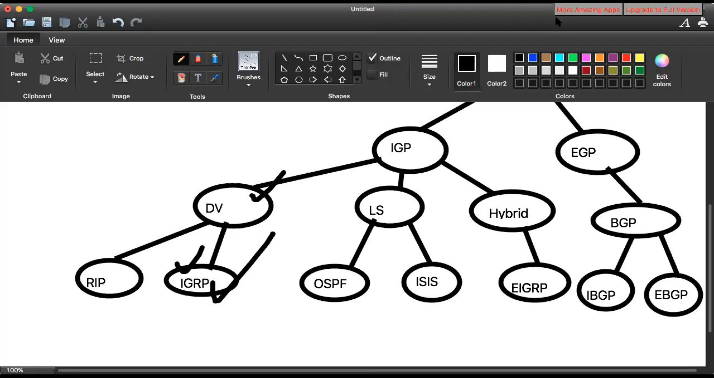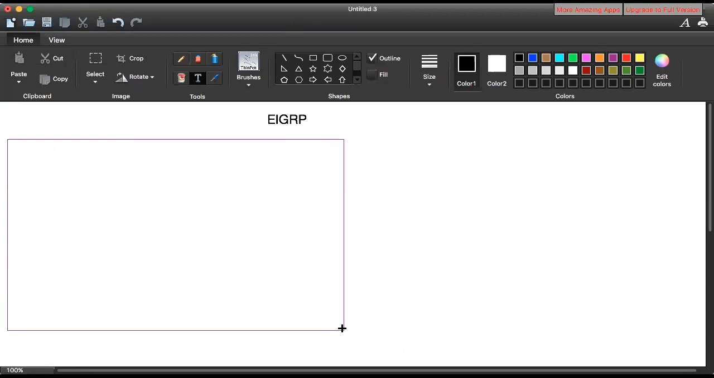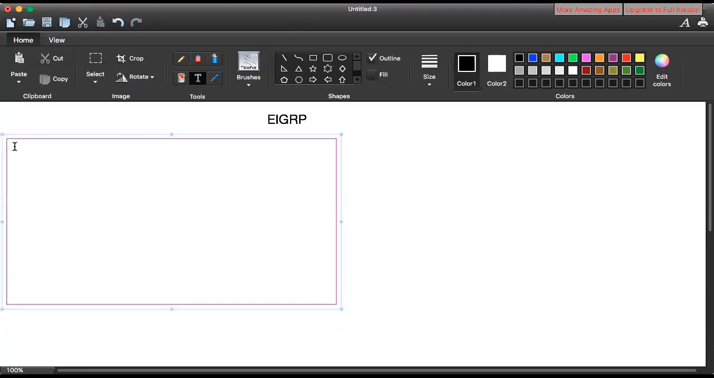All right, perfect. So in EIGRP, let's start from the theory, a kind of revision of what we have studied in CCNA. So what is EIGRP basically? Let's talk about the characteristics. Enhanced Interior Gateway Routing Protocol, isn't it?